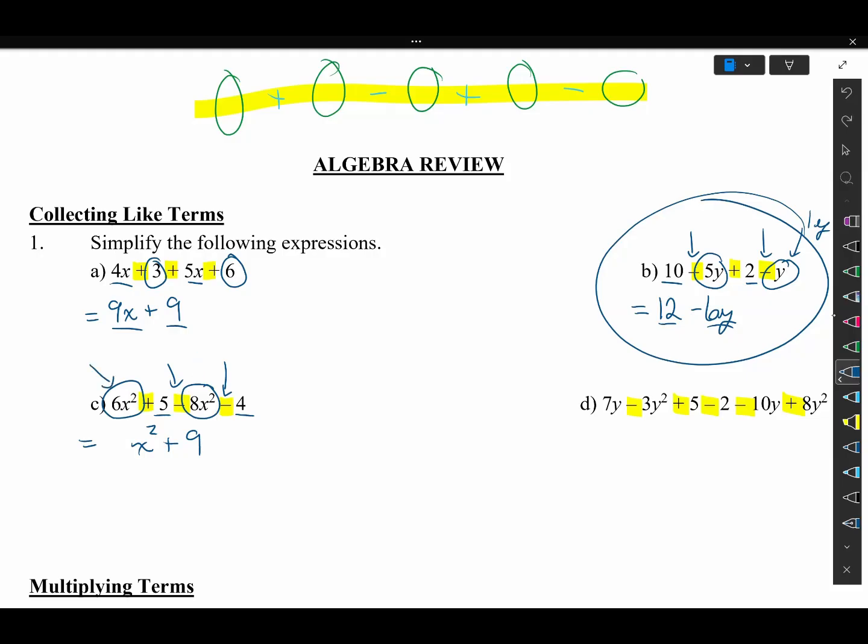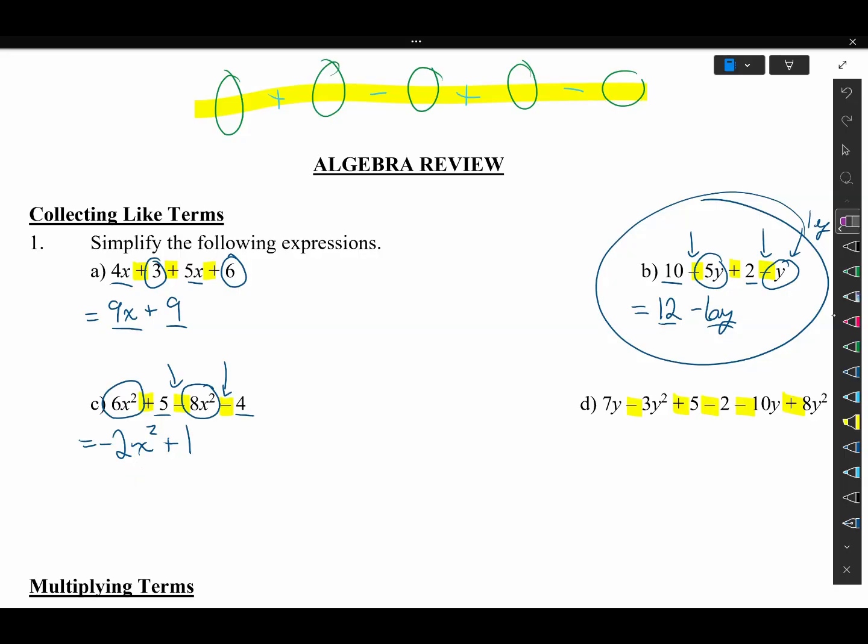Okay, I have 6 things. Someone comes up to me and takes 8 of them away. How many do I have? I have negative 2 of them. All right, so I have negative 2x squared, and let's fix my second term as well. I have a 5 minus 4, not plus 4, minus 4, so I'm working with plus 1. Are these terms alike? No, they're not, because one has a variable with an exponent, the other does not.